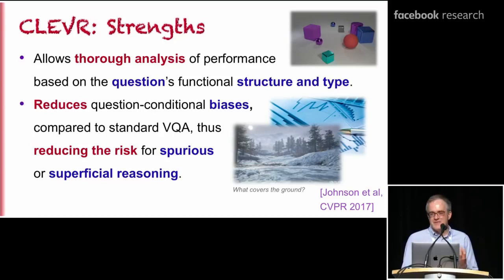So it seemed that most of the initial VQA systems didn't actually understand much about either language or the images. So you got things like if the question was asking what covered the ground, you didn't have to look at the image, the answer was always snow. And so Clever was put together precisely so that would not be the case, and that you actually had to understand the language and the picture to be able to answer them correctly.